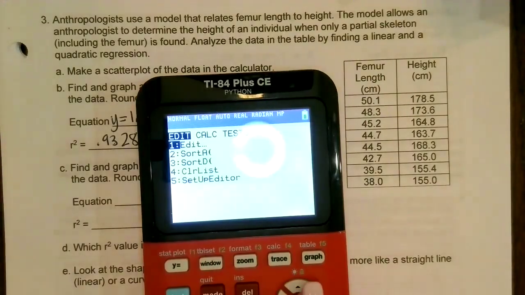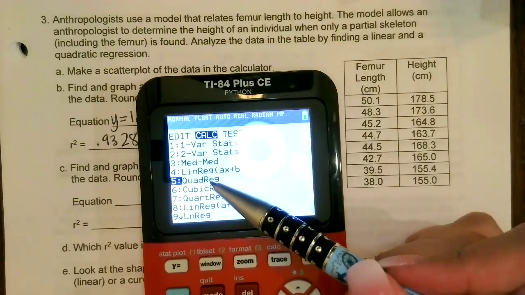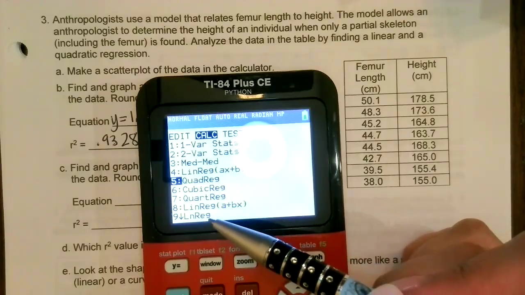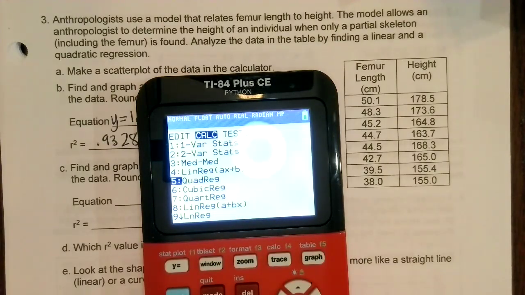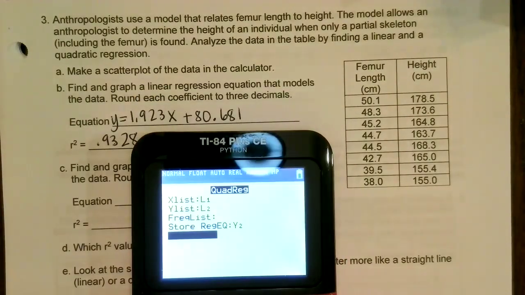So I'm going to hit Stat, Calc, and this time I'm going to go to quadratic regression so that the calculator writes a quadratic equation. The calculator is going to write whatever equation you tell it to. So with the linear regression, quadratic regression, cubic, quartic, natural log, it is going to write whatever equation you tell it to write. Whether it's good or bad, it's still going to be the one it writes. So the store regression equation, in this case, I'm going to hit alpha trace Y2. Can't see that. And then I'm going to hit calculate. So now we've put the linear equation into Y1 and the quadratic into Y2, so we can look at it that way too.